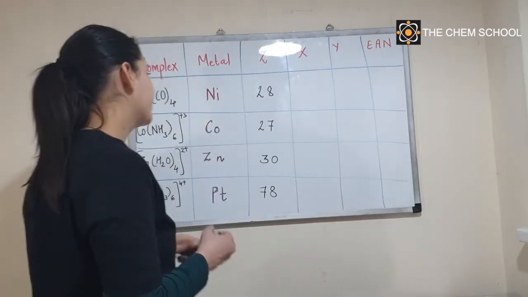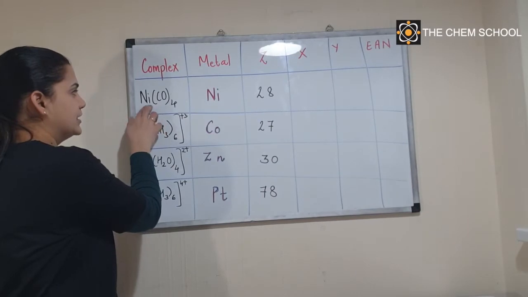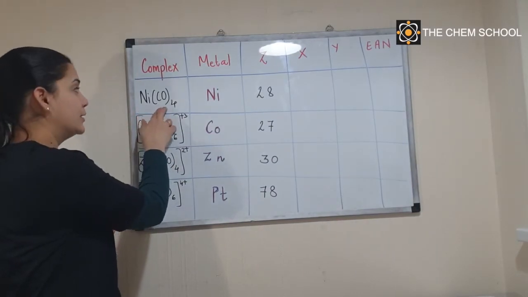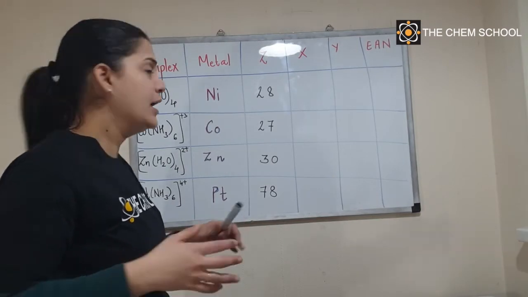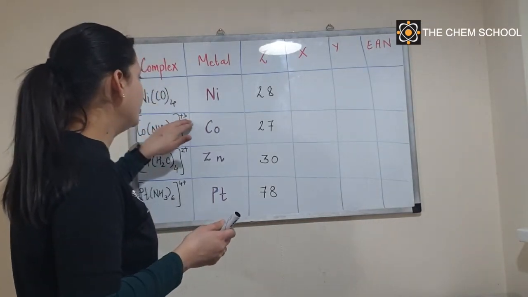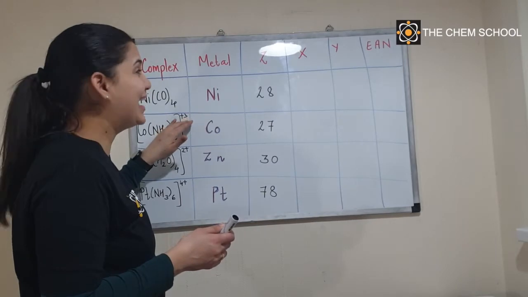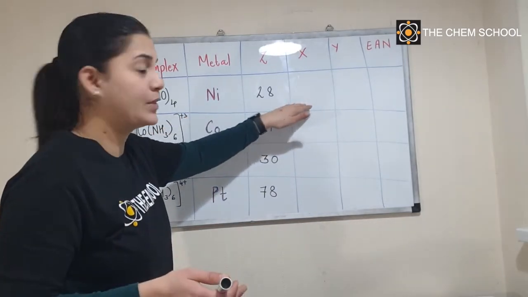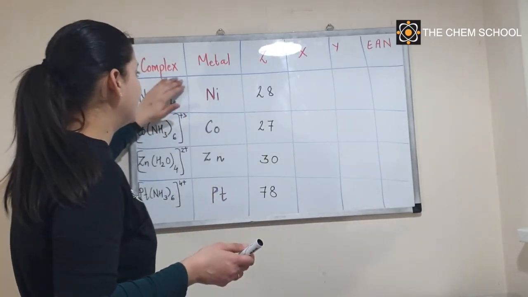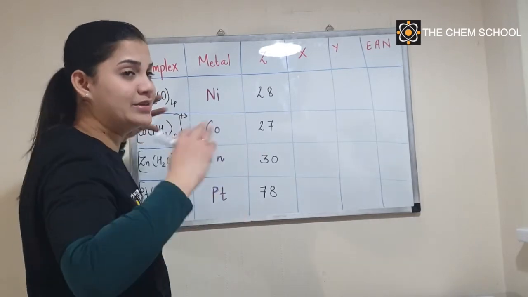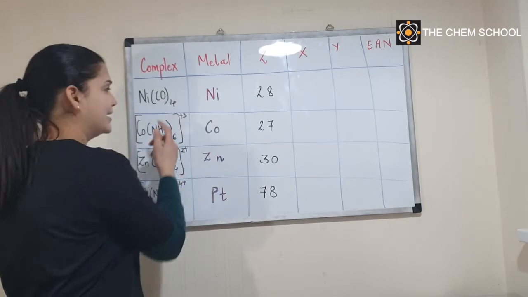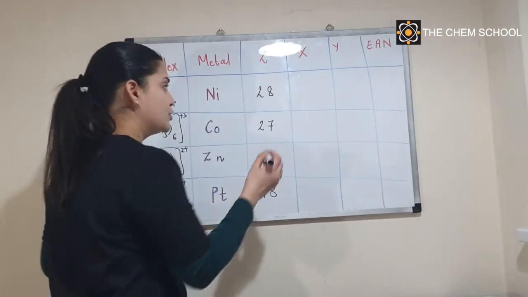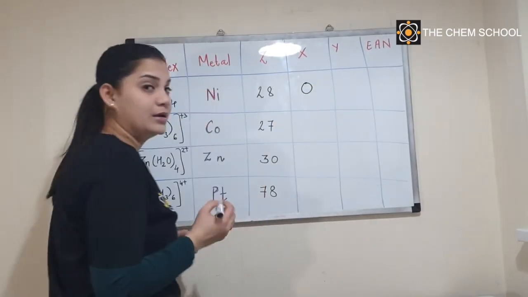So let's start. In the first case, it is nickel tetracarbonyl. In this case, carbonyl is a neutral ligand. If you have a square bracket with a charge, and the ligand is neutral, that will be the charge of your central metal atom. In this case, there is no square bracket, so we will consider the charge of nickel as 0, because carbon monoxide does not have any charge. So here the charge on the metal is nothing but 0.